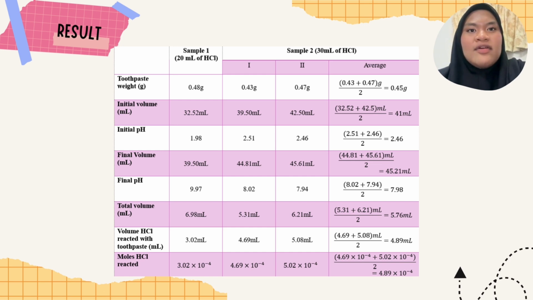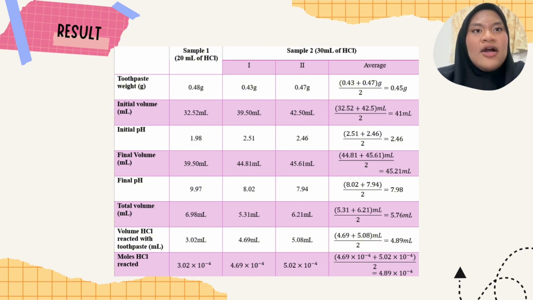For sample 1, the weight of the toothpaste is 0.48 gram, the initial volume is 32.52 ml, the initial pH is 1.98, and the final volume is 39.5 ml. Thus, the final pH is 9.97. So the total volume is 6.98 ml and the volume of hydrochloric acid reacted with the toothpaste is 3.02 ml. Therefore, the moles of hydrochloric acid reacted is 3.02 × 10^-4 mole.